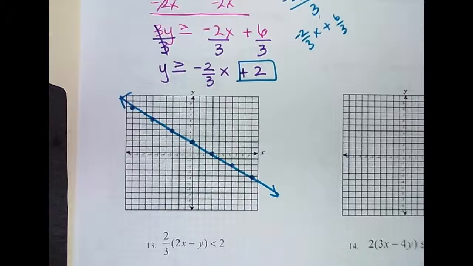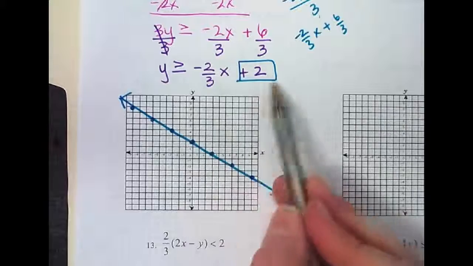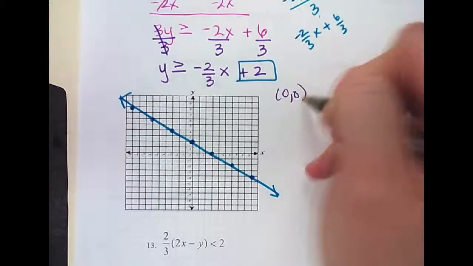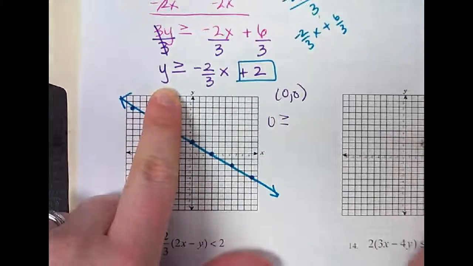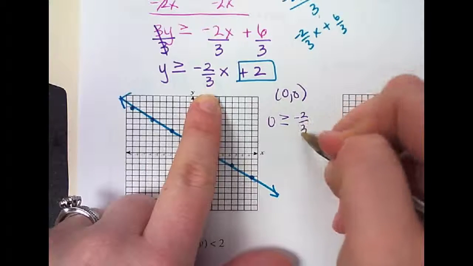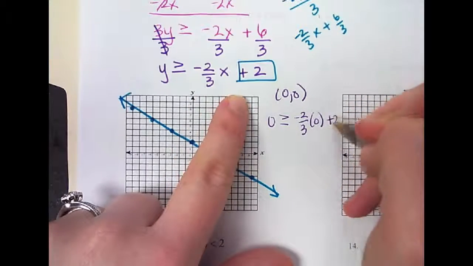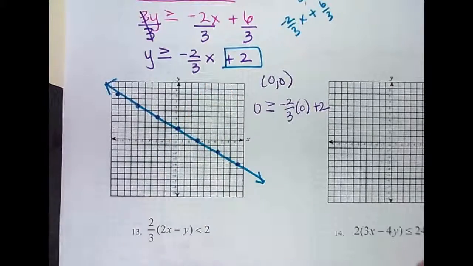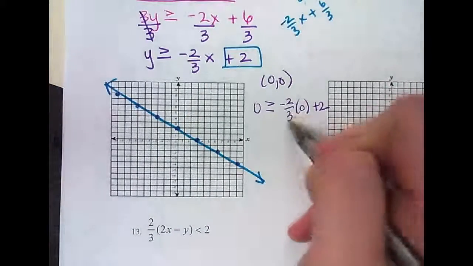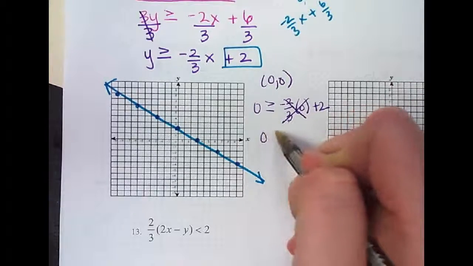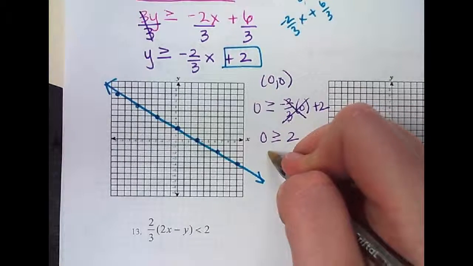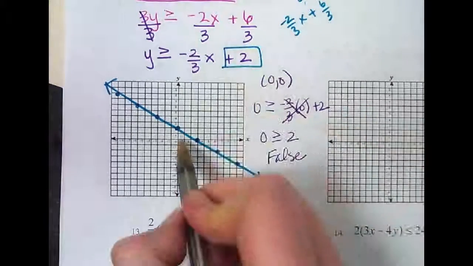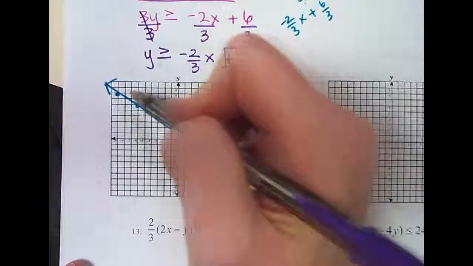Okay, and then I need to check a point. You can go back to the original problem if you want. I usually use this equation, it doesn't matter. So I'm going to plug in 0, 0. So 0 is greater than or equal to negative 2/3 times 0 plus 2. You don't need a calculator. Negative 2/3 times 0, that's gone. And then I just have 0 greater than or equal to 2. True or false? False. So here's 0, 0. Since it was false, I go on the other side and I shade.